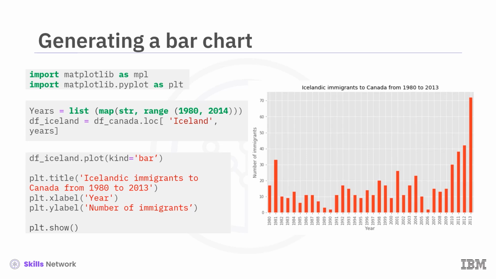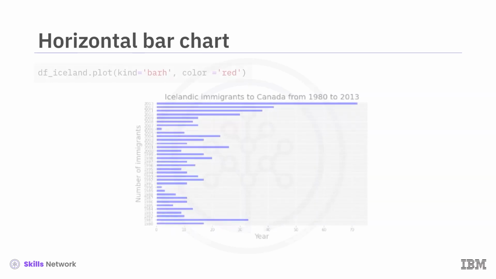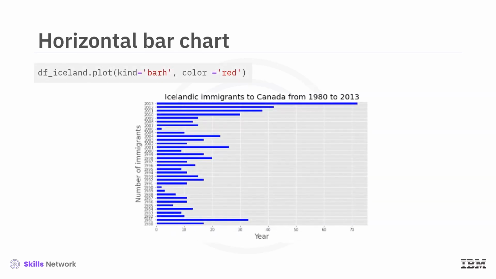I'm sure the curious among you are already wondering who the culprit behind this increasing trend is. You can also create a bar chart with horizontal bars by assigning bar to the kind parameter of the plot function. Note the use of the color parameter, as you can change the color of the bar with this.